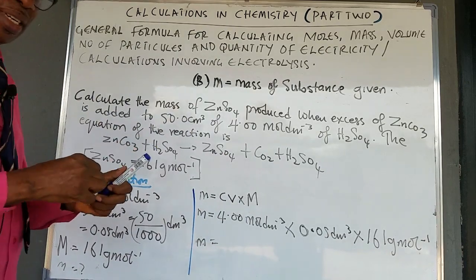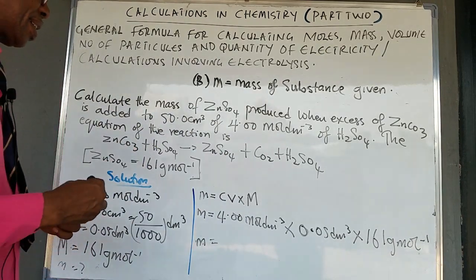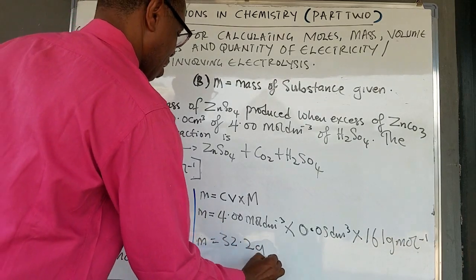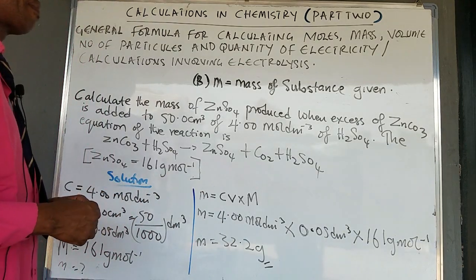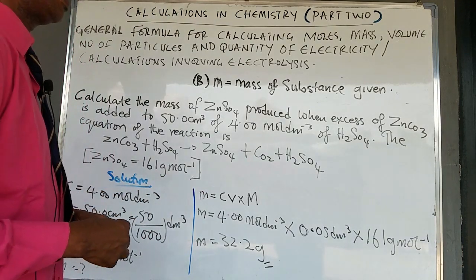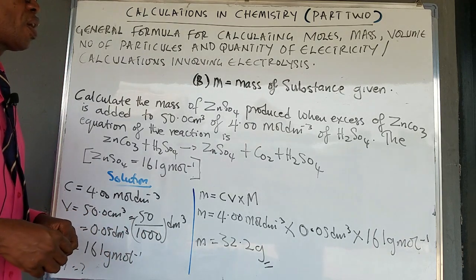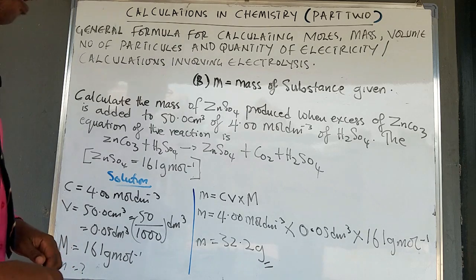So let's see what our final answer will be. Within a second, my answer is here, and it's nothing else but 32.2 grams. That is the quantity of zinc sulfate that we produce when excess zinc carbonate is added to 50 cm³ of 4.00 mole per dm³ of H2SO4.